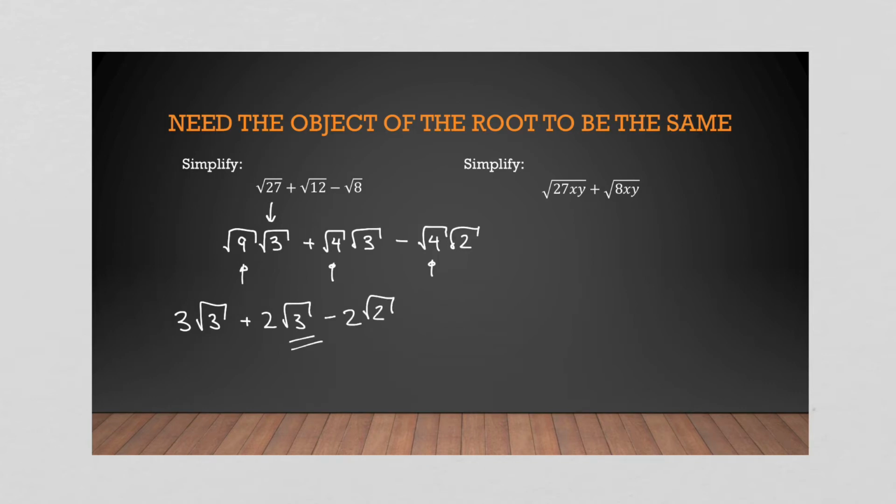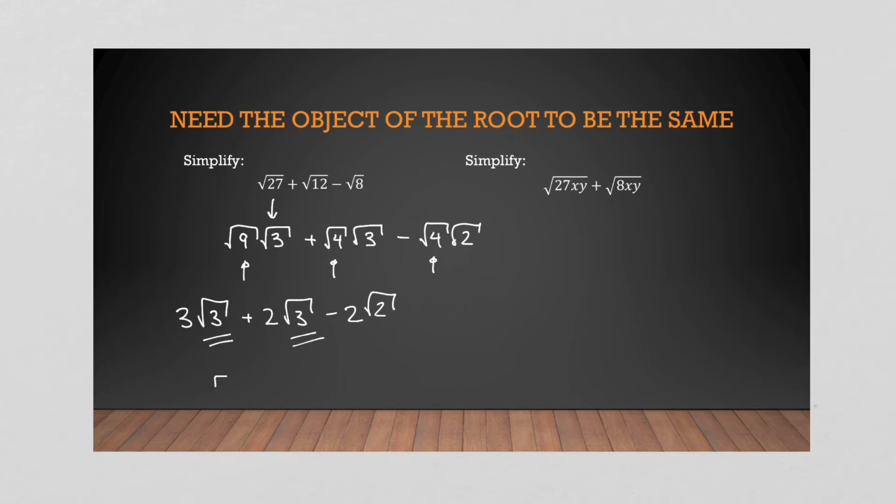Now here I have the same root, so I can add those together. 3 plus 2, I have now 5 root 3, but this is different, so I need to know that I can't do anything to that, and I just have to stop right there. That is as far as I can simplify. That is my solution. So knowing where to stop is really important.